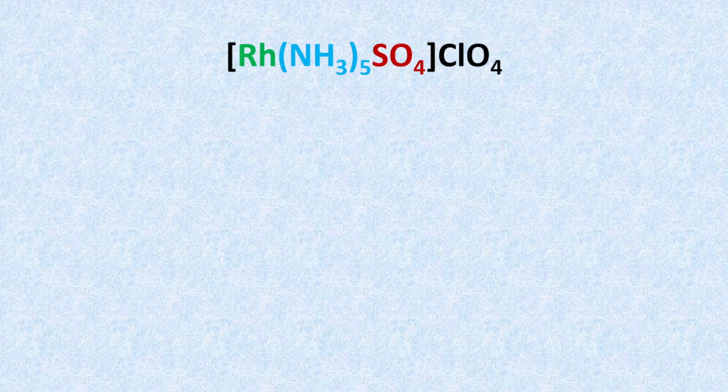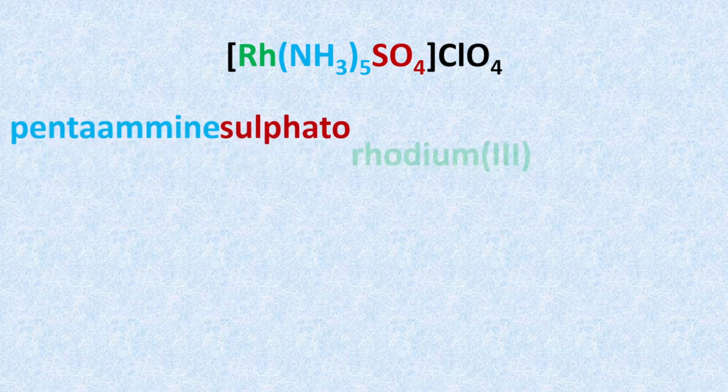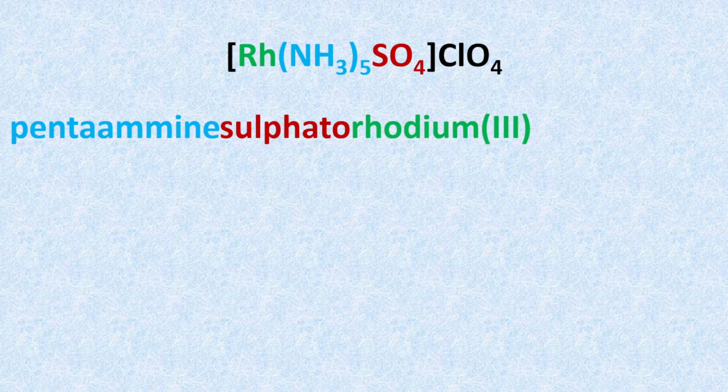As per the alphabetical order of the ligands, pentaamino sulfato rhodium 3. The perchlorate ion carries a -1 charge, while sulfate carries -2 charge. Thus, the oxidation state of rhodium is 3. So, space perchlorate.